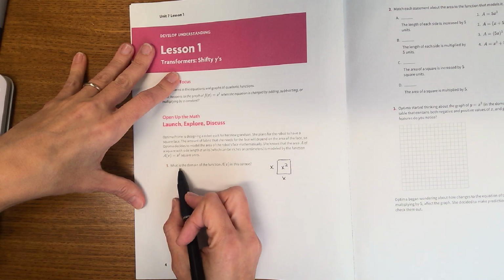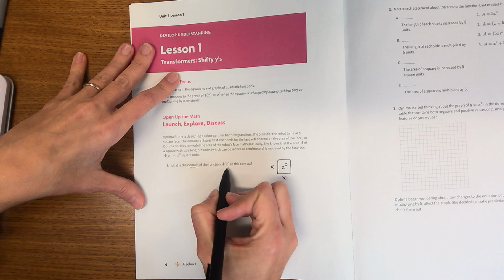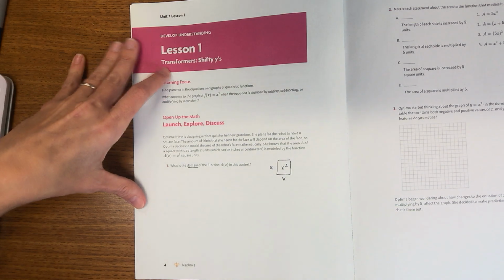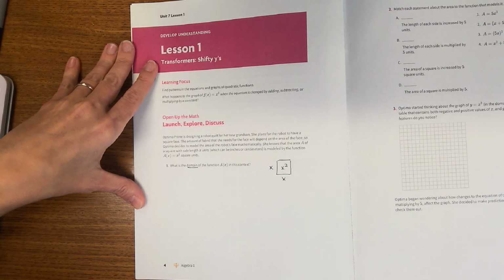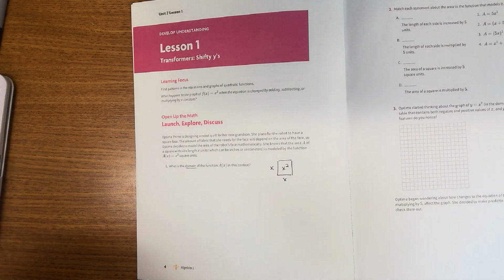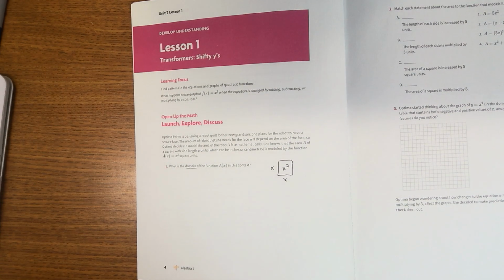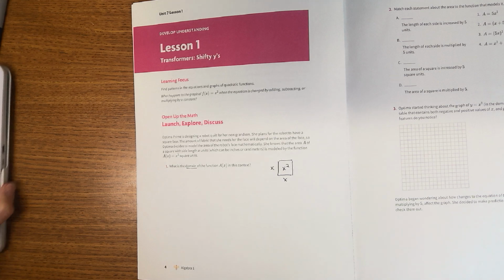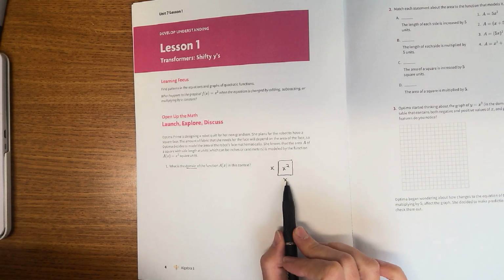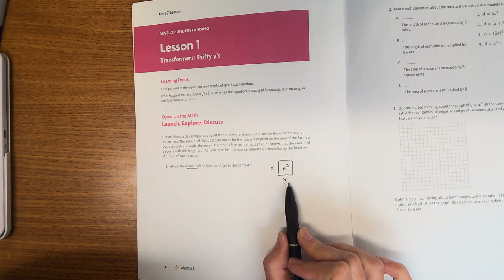Okay, so the first question is, what is the domain of the function A of x in this context? So what sort of x values make sense for this kind of situation, or maybe what kind of x values don't make sense for this situation? Think about that for a second. And I think what we're trying to get at is that negative numbers wouldn't make sense for the length of a side. So we're going to want to stick to whole numbers.